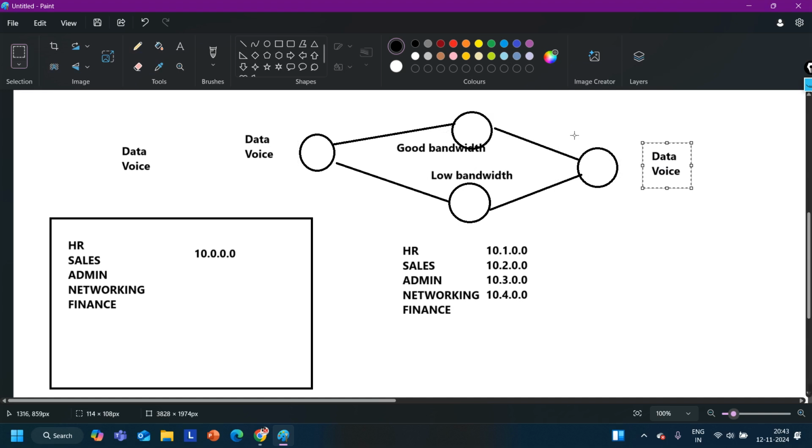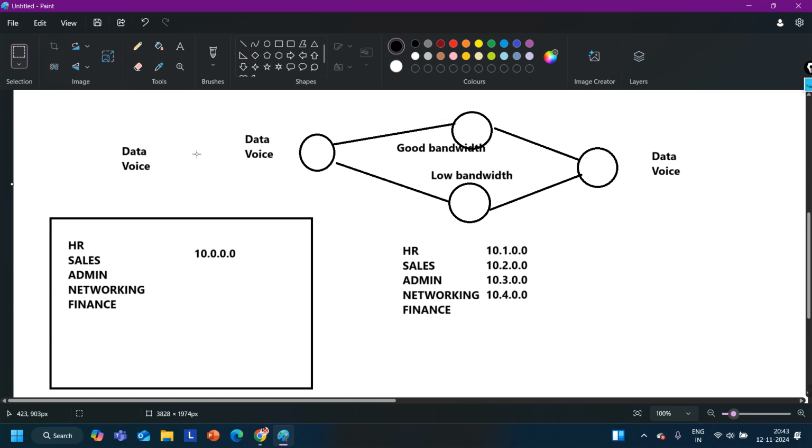So we can configure it, but first we have to separate both at layer 3. Both should have different network IDs. If both belong to the same network ID, then either I can configure the lower path for both or I can configure the upper path for both. It is not possible to configure the upper path for data traffic and the lower path for voice traffic. Getting my point?